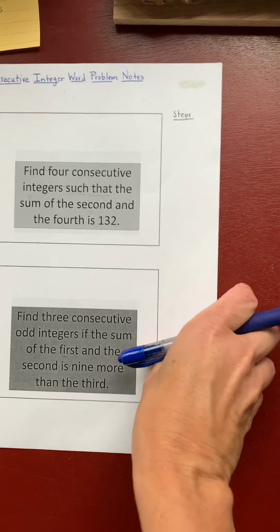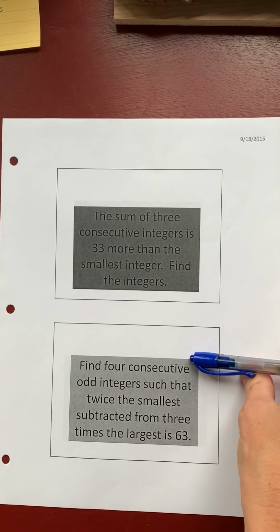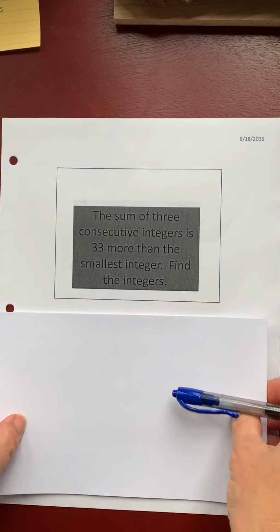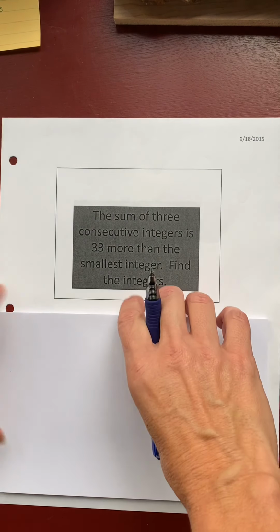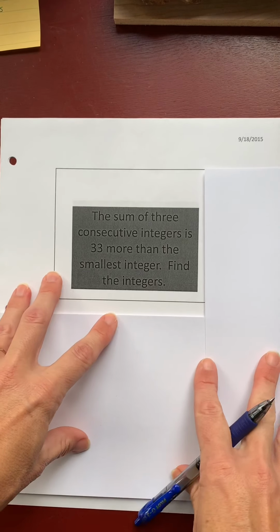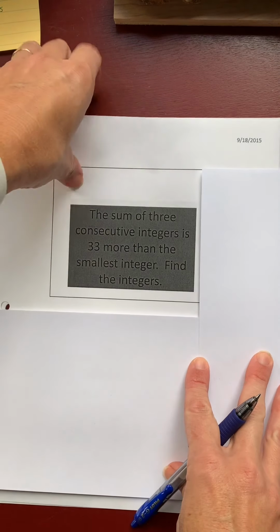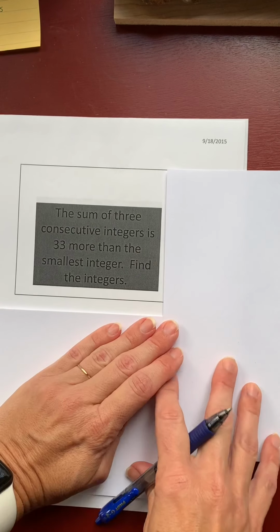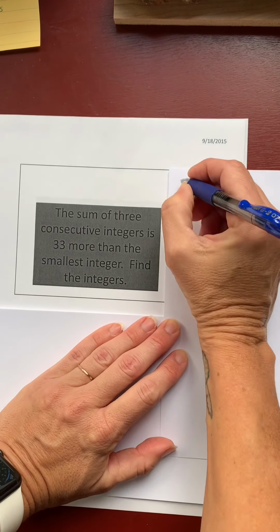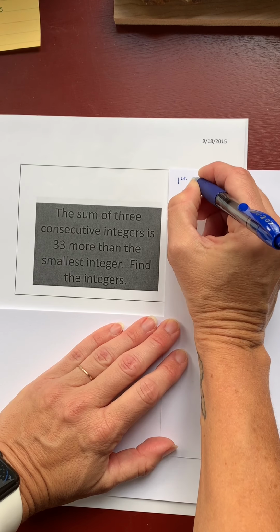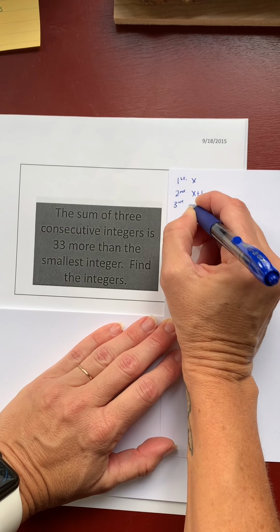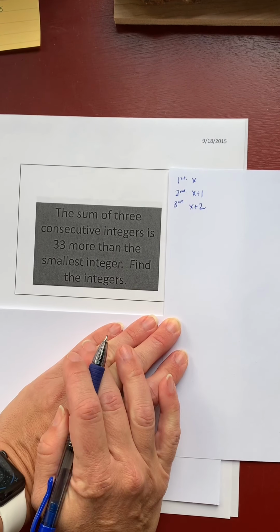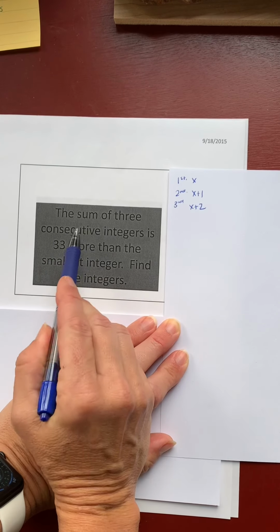Next problem. The sum of 3 consecutive integers is 33 more than the smallest integer. What? Well, let's start how we know to start. The sum of 3 consecutive integers. So right away, I'm going to have the first one is x, the second is x plus 1, the third is x plus 2.